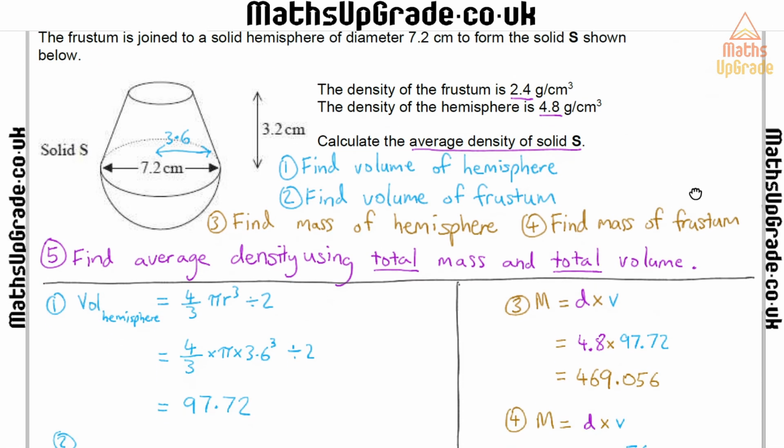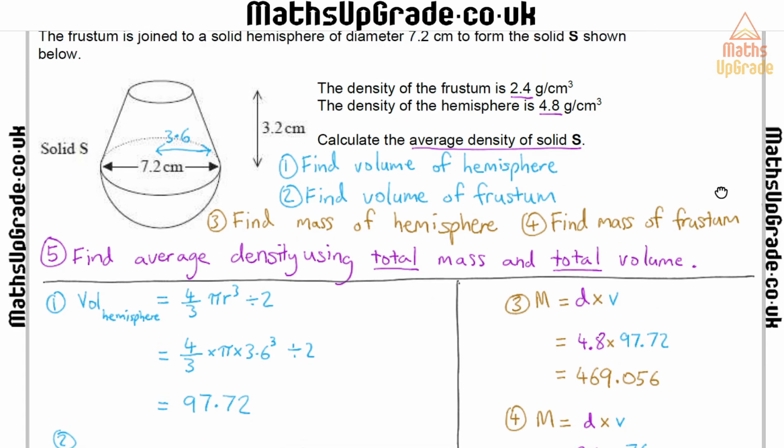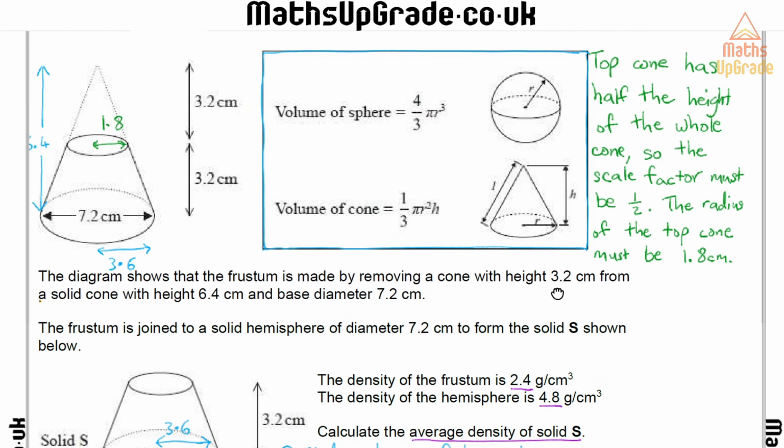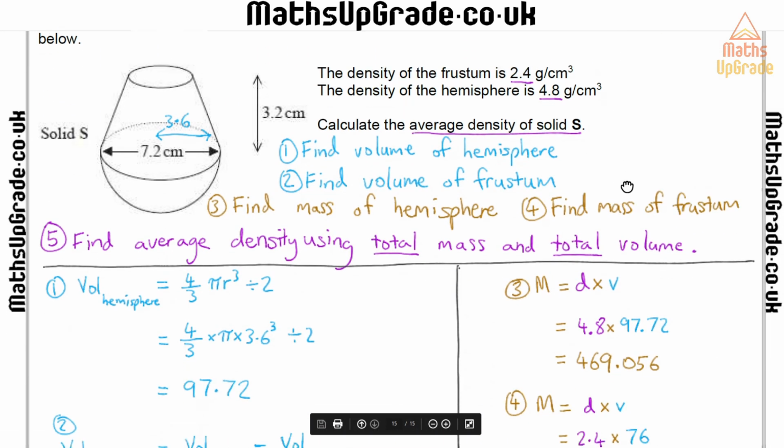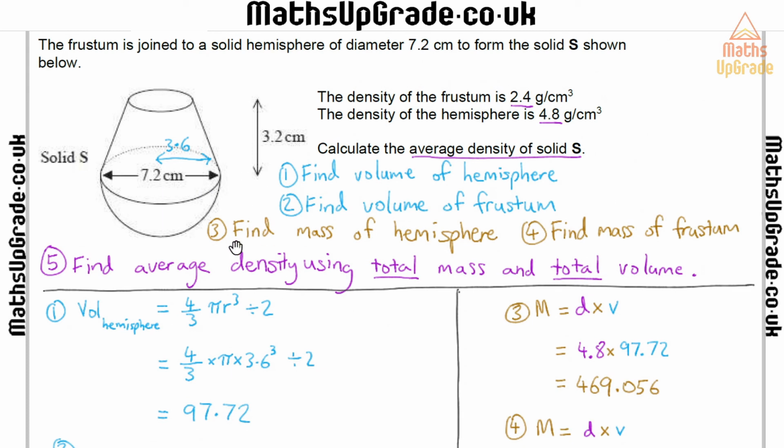So let's find the volume of the hemisphere. The volume of the hemisphere is given using that formula there, 4/3 pi r cubed, but then divided by 2. Since the radius of this hemisphere is 3.6, as you can see from the diagram, then I can find the volume as just being 97.72. Be sure to divide this by 2 since it's a hemisphere.